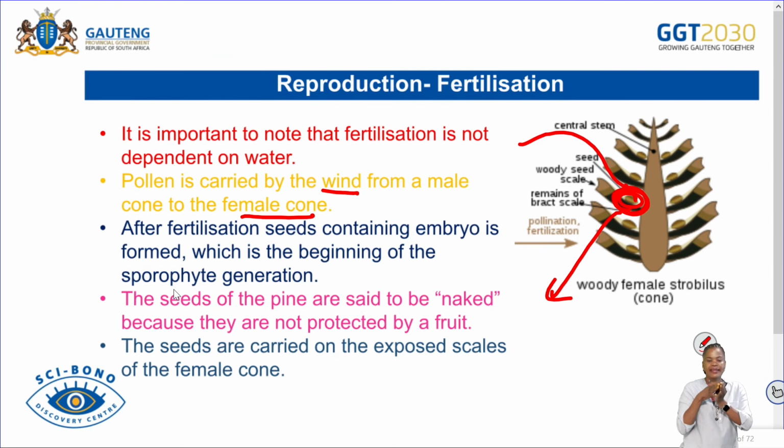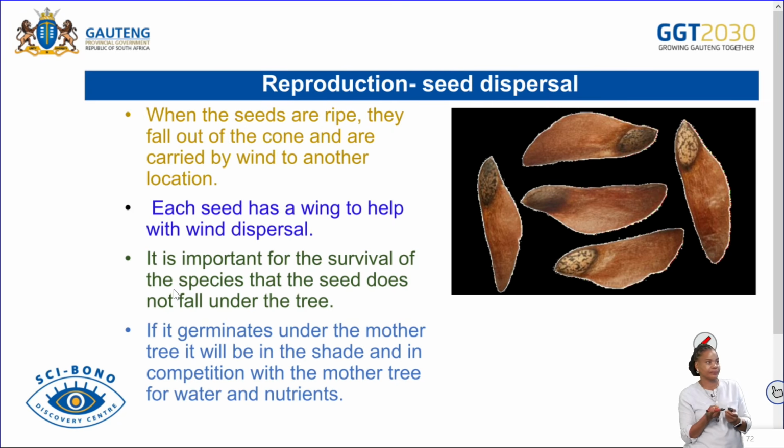In other words, they are not protected or covered by anything like the seeds that we are getting from the fruits. So they are referred to as the what? As the naked seeds. And then they are the ones which will be exposed on the what? On the female cones. So the seeds are usually the ones which are exposed on the female cones. So they are naked. They are not protected or covered like the seeds we get from the fruits.